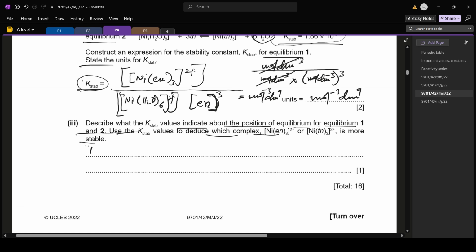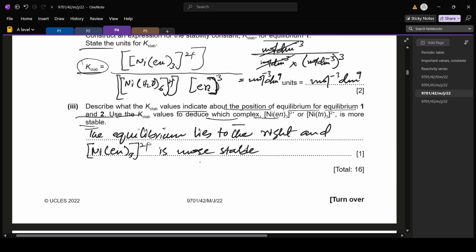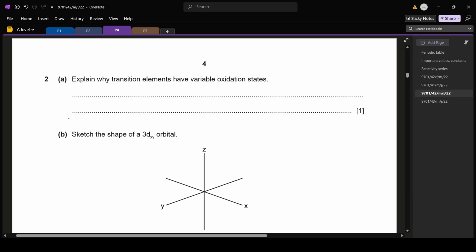So we will write the equilibrium lies to the right side. And the En complex, or nickel En 3, this complex ion is more stable because it has a greater K stability value. Okay. Moving towards question number 2.